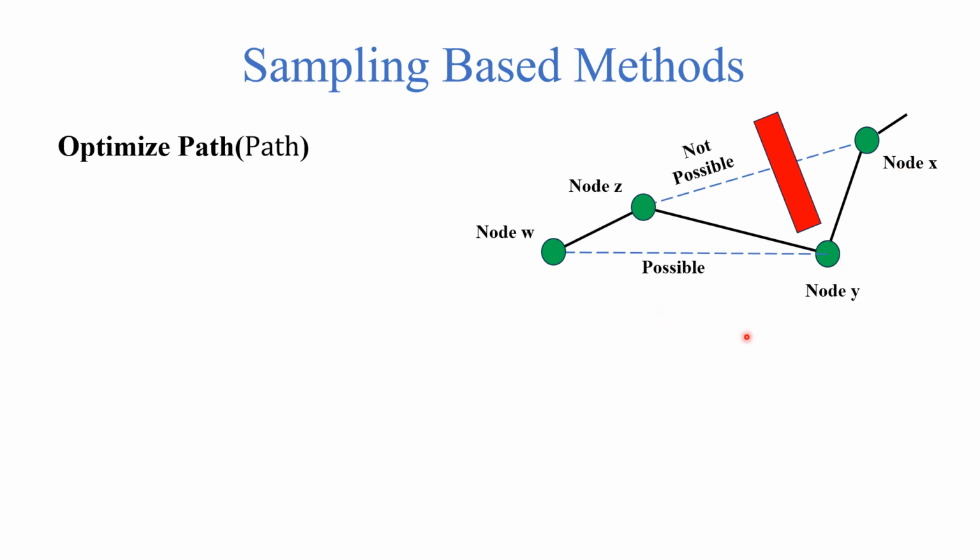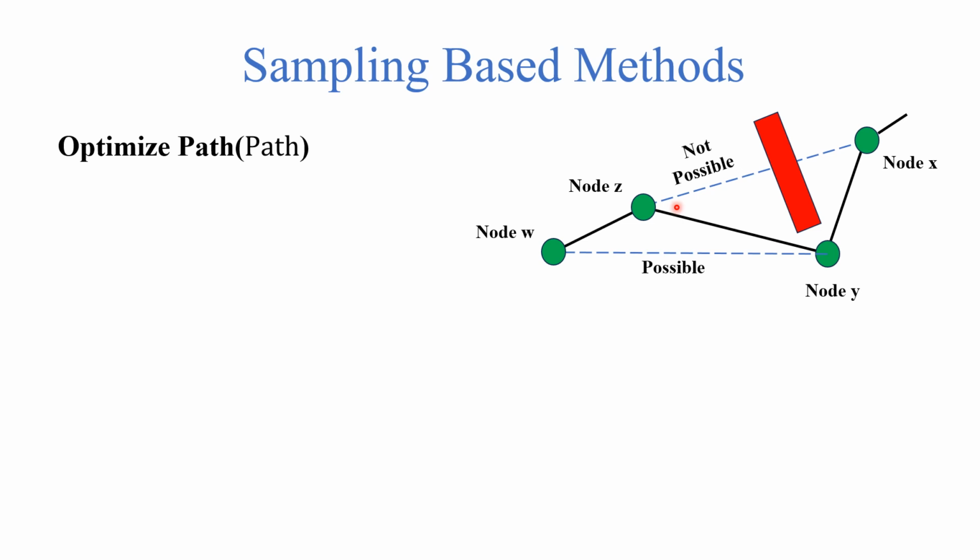So the main idea of the optimized path algorithm is that, for example, if we are now checking for node X, we're going to check if we have a collision-free path from node X to its grandparent, so in this case, the parent of its parent. So that's going to be node Z. We're going to check if there is a collision-free path from the current node to its grandparent. And if there is, we're going to actually connect it there and remove the connection with the previous parent.